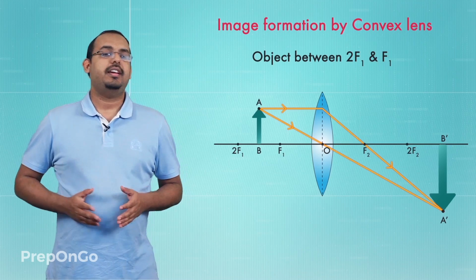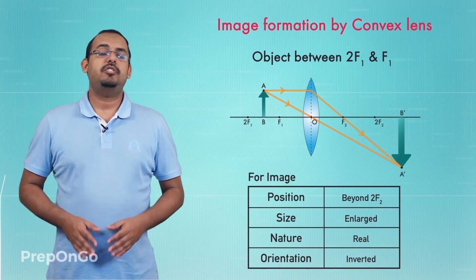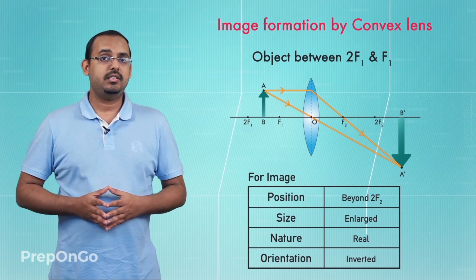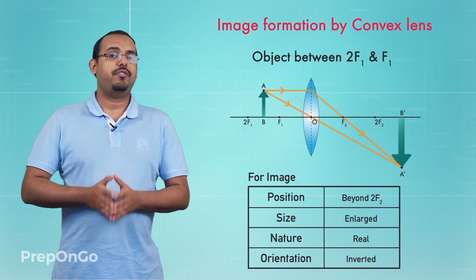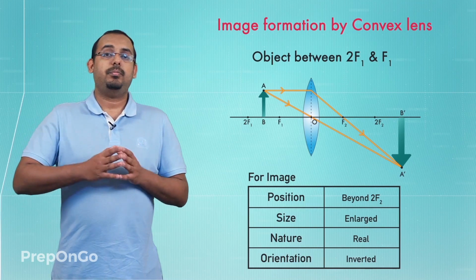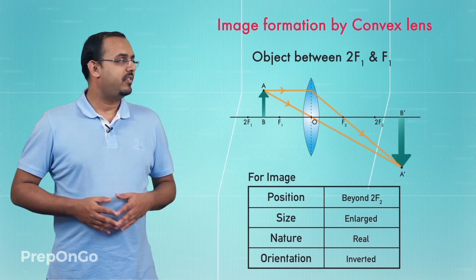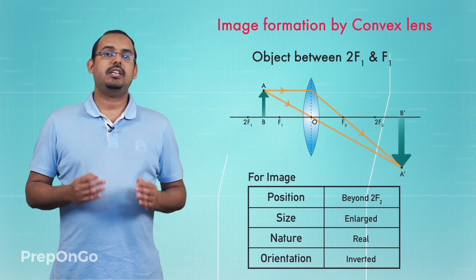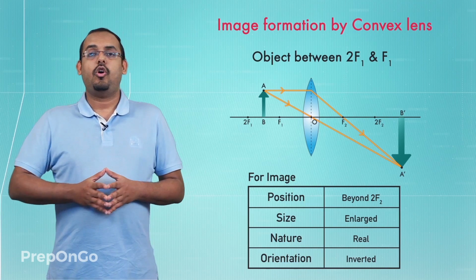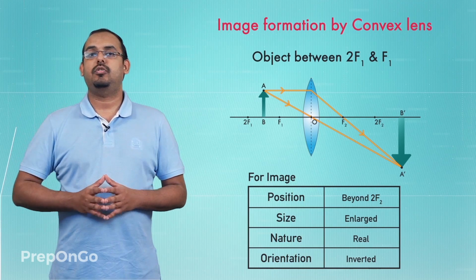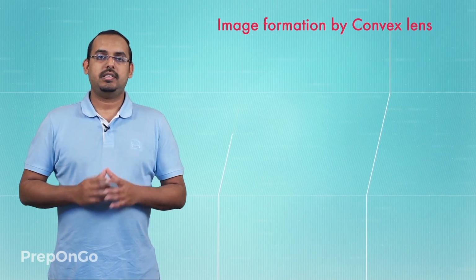So if we try to summarize this particular image formation case, we can say that when an object is placed between f1 and 2f1 of a convex lens, the image of that object is formed at the position beyond 2f2, or between 2f2 and infinity, of the convex lens. We have also seen that a real and inverted image is formed in this case, which is enlarged in size, or more in size, when compared to the size of the original object. So this is the fourth case of image formation with a convex lens.